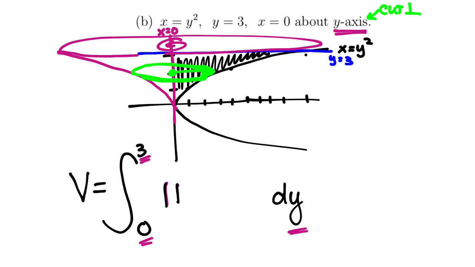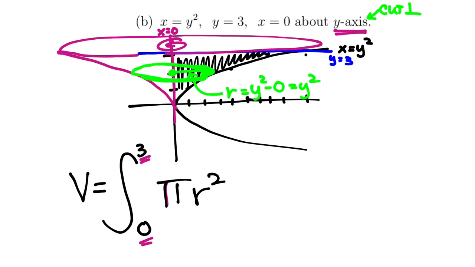Pi r squared. But what is my radius? My radius is this green distance here, which is the distance this way. So this is a horizontal distance, and the way to get a horizontal distance instead of top and bottom is we take right, left. So right function minus left function. This function is x equals y squared. This function is x equals 0. So it's y squared minus 0, or just y squared. So my r has to be just y squared.